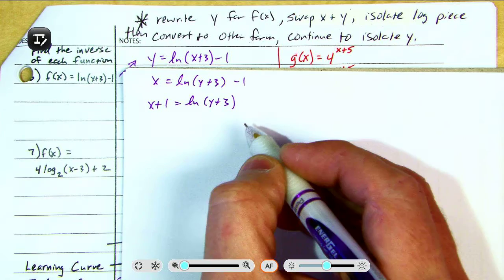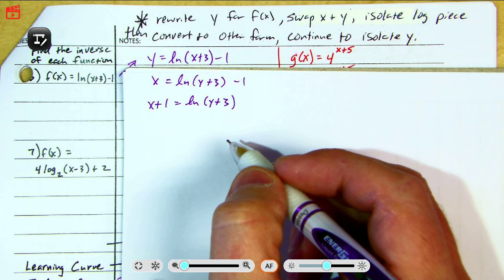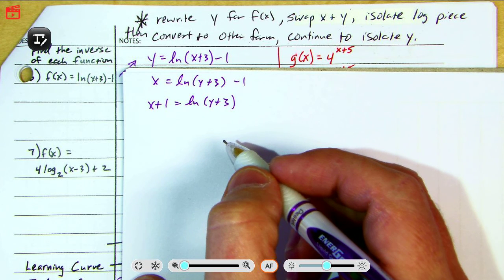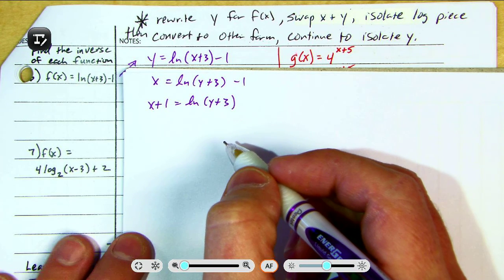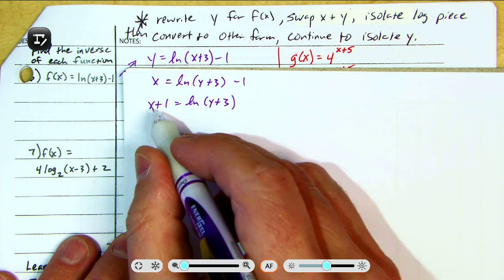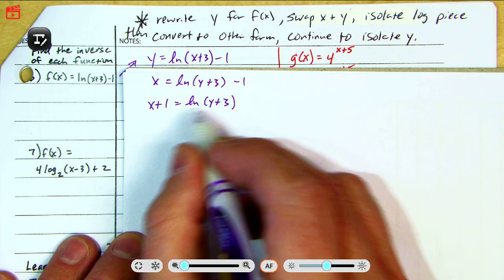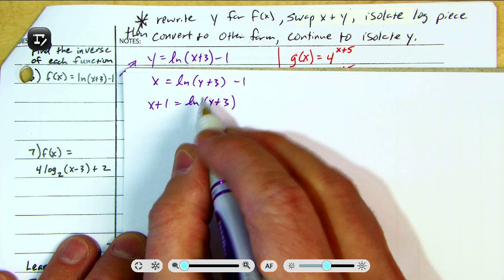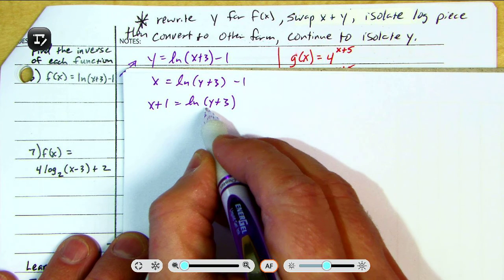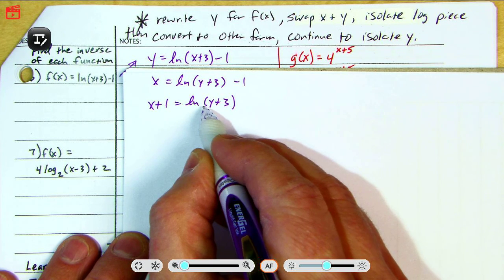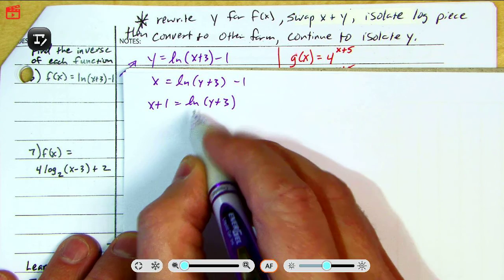Okay? Now I convert. Remember what I said when we convert. We switch the bases and then switch the sides. Let's see if that works, because these are on the wrong side of the equal sign. So what's the base right here, boys and girls? Nope. It's e. Natural log is always base e.